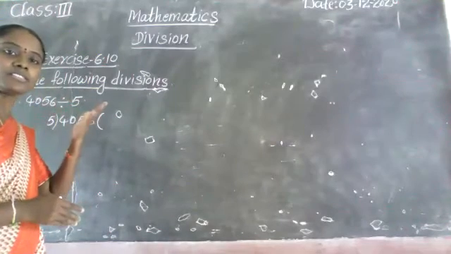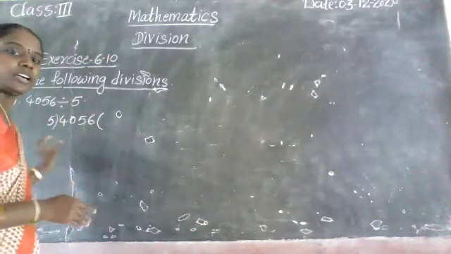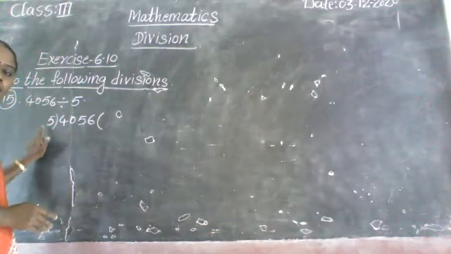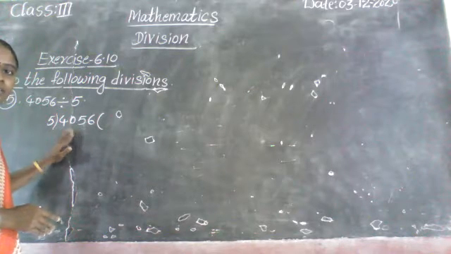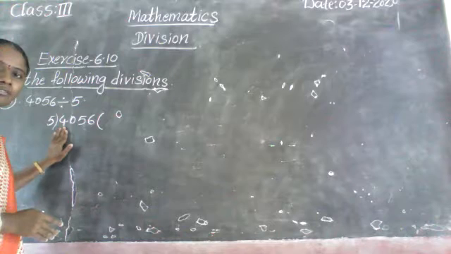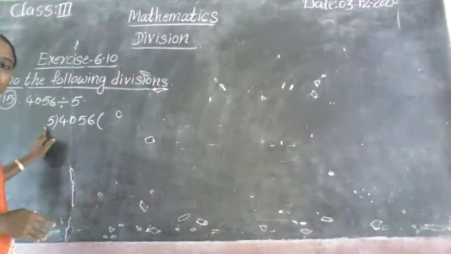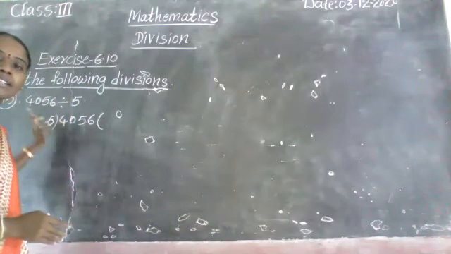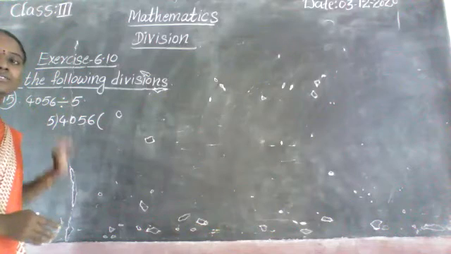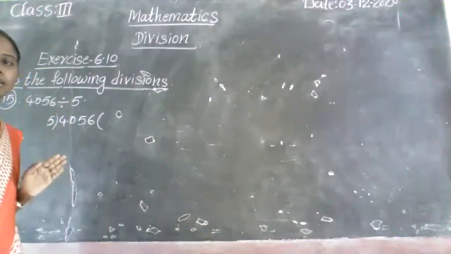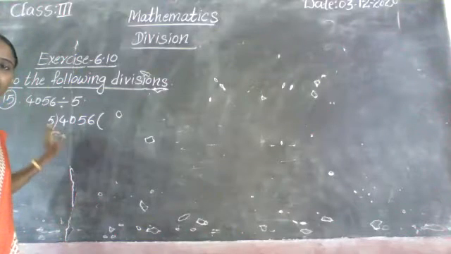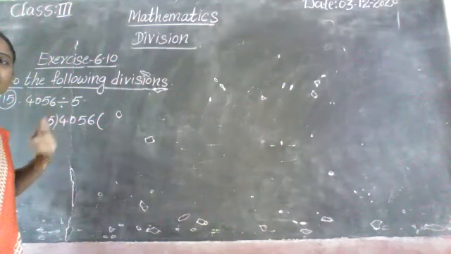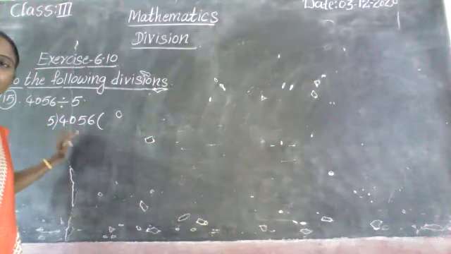So we have to read the divisor table once. The first step is to compare the dividend's first number and the divisor. What is the first number? 4. 4 is less than 5. Here the dividend's first number is smaller than the divisor, so we have to take a 2-digit number.